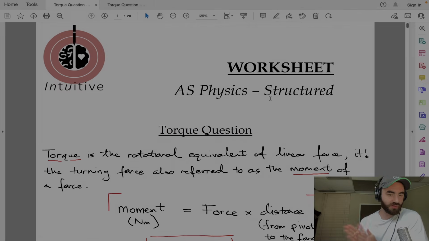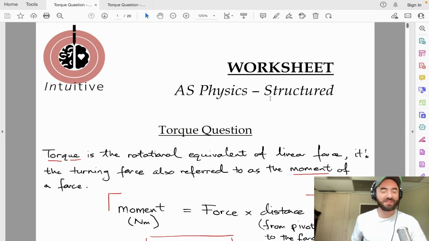Today we will be talking about torque, also known as moment.